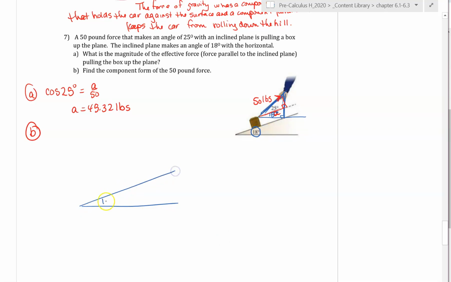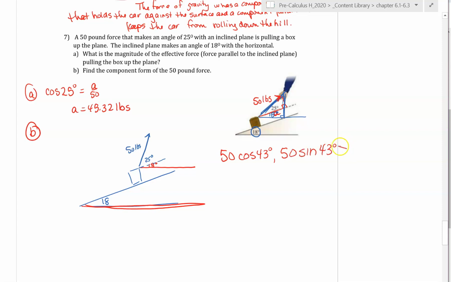So here's your incline. Here's your box, right? Here's our 50-pound force. This angle was 25. Let me make this another color, maybe make it more obvious that there's your horizon. And that's why I know that this is 18 degrees. So now when we're talking about our right triangle here, you would say 50 cos 43 degrees and 50 sine 43 degrees, because 18 plus 25 is 43.